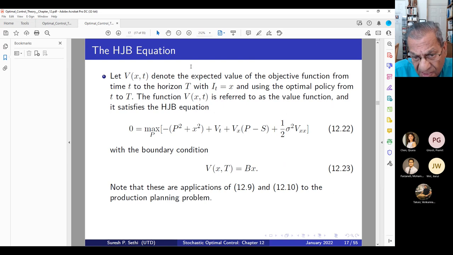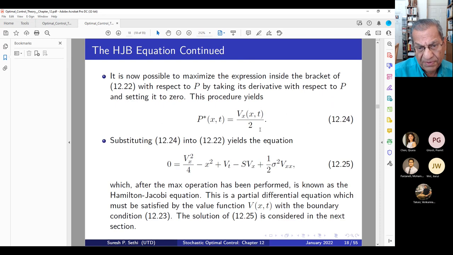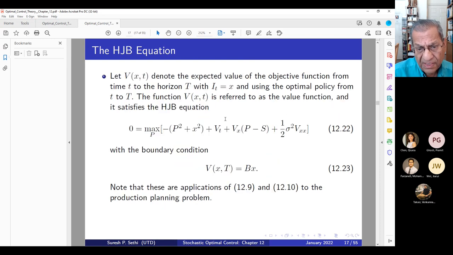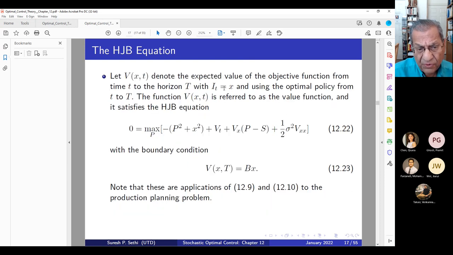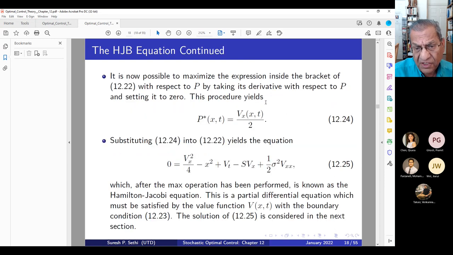So now this is a differential equation. And I'm going to maximize this. So I'm going to take the derivative of this and set it to zero. So that's what happens. And I take the derivative of this, set it to zero, I get this formula for P star. So anytime my inventory is X, my time is T, and if I knew the value function, then I take the derivative of the value function and divide by two and set this to be my production rate.